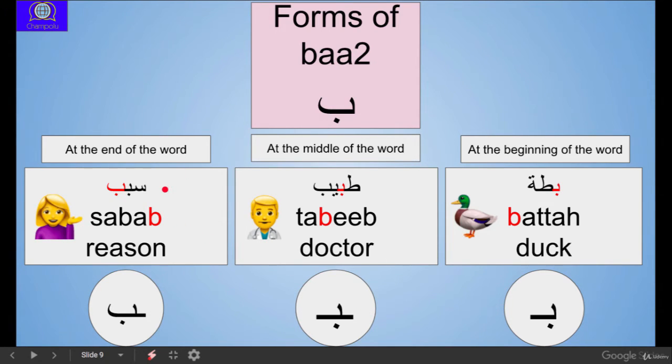And for the word sabab, which means reason, we'll find that the letter ba comes at the end of the word, so it takes this final form that we have seen here. In addition, you'll find both the words tabib and sabab have both the medial form of ba and the final form of it. So tabib, this is the medial form, this is the final form. Sabab, this is the medial form, this is the final form. And so, seeing all of these forms together, you should be able to recognize the letter ba whenever you see it in any part of the word.